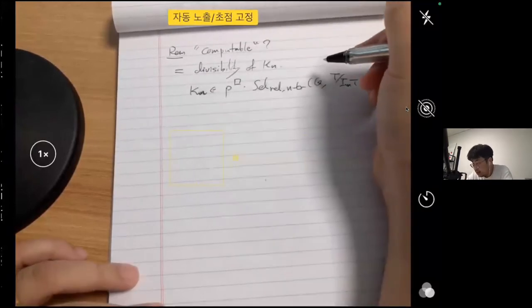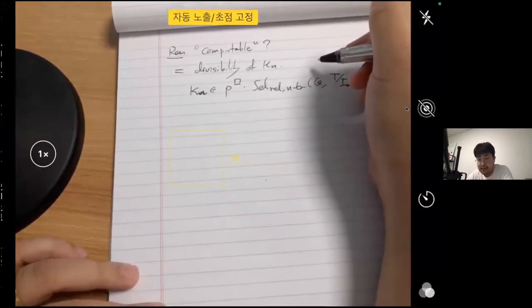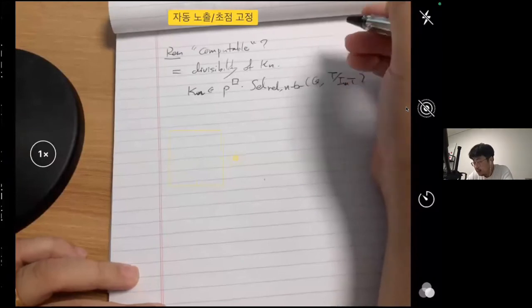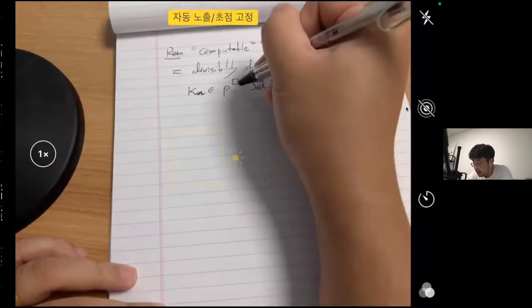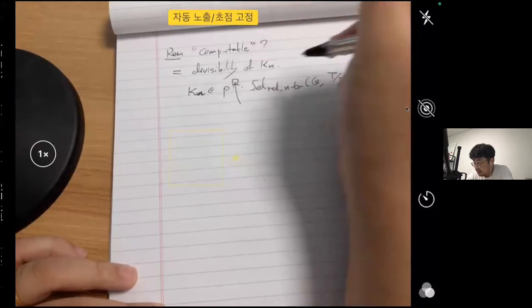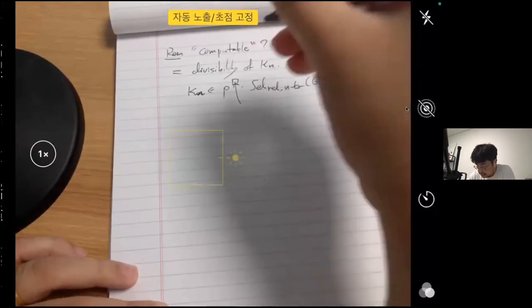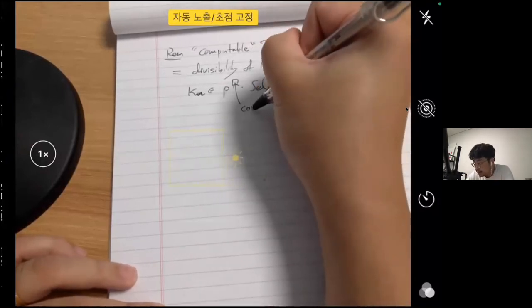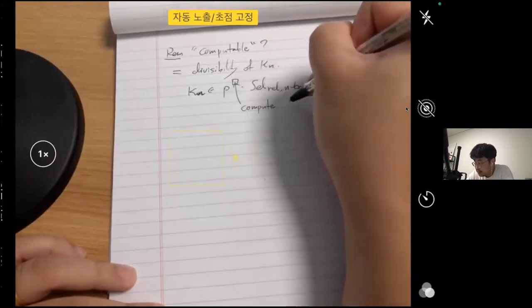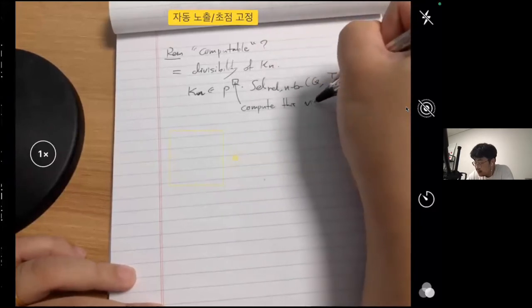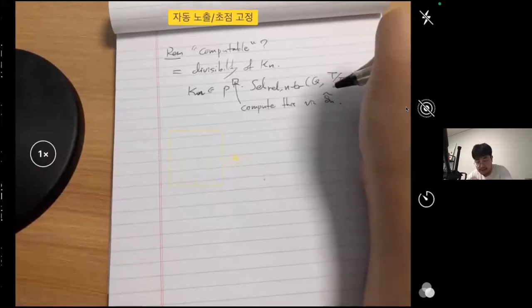And so, using delta n, we can say something on this divisibility, and compute this via delta n tilde.